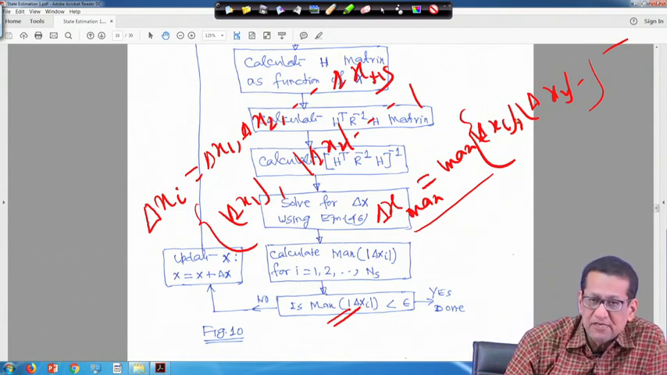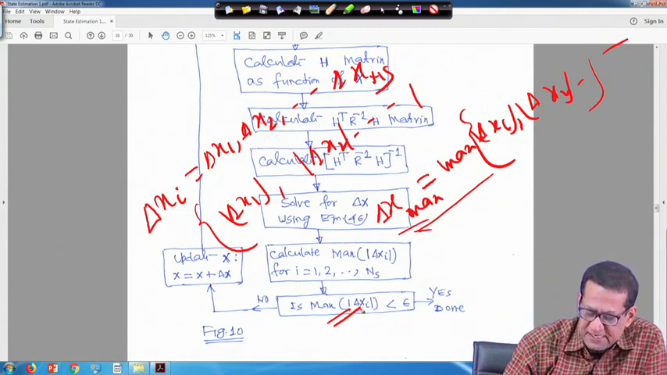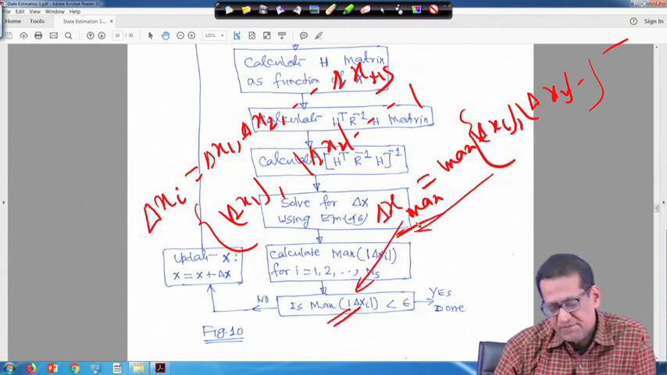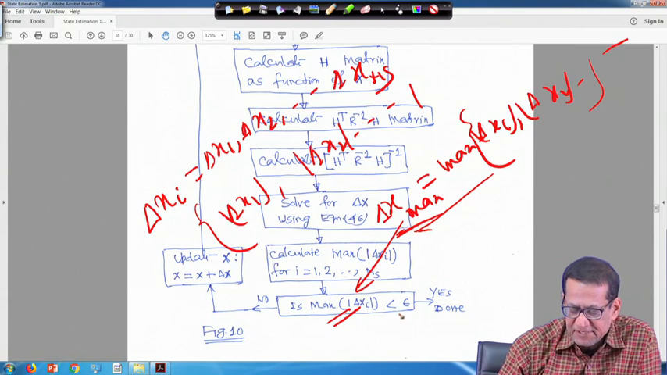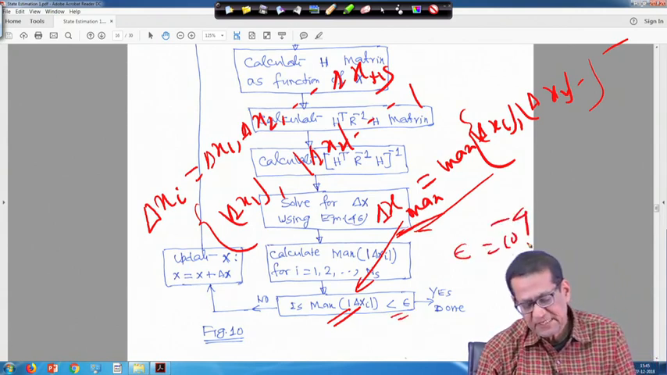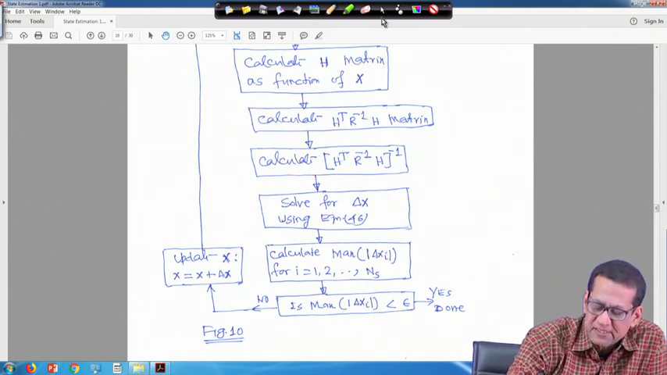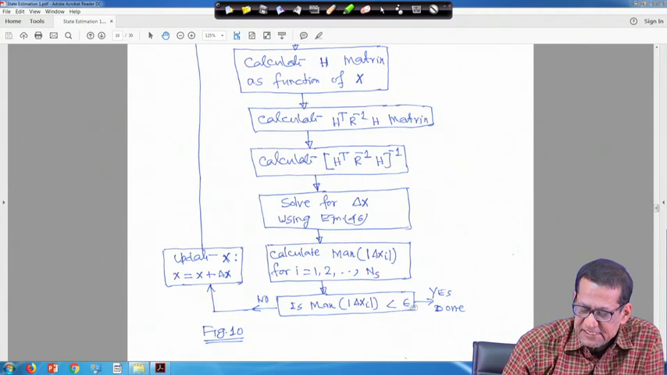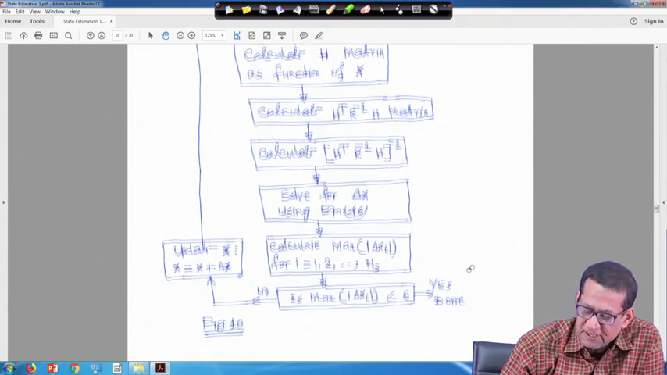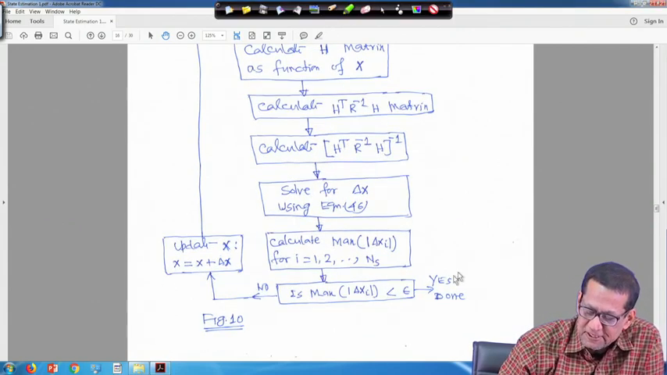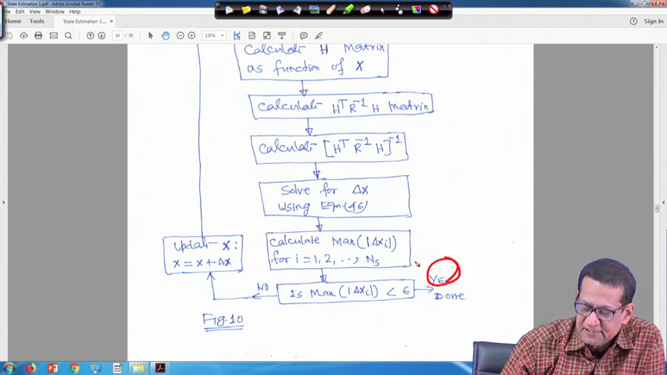And if that max value, max of delta x i, which is nothing but delta x max, is less than epsilon, which you specified, for example 10 to the power minus 4, then your solution has converged, right. If it is less than epsilon, yes, then the solution has converged, that is done.